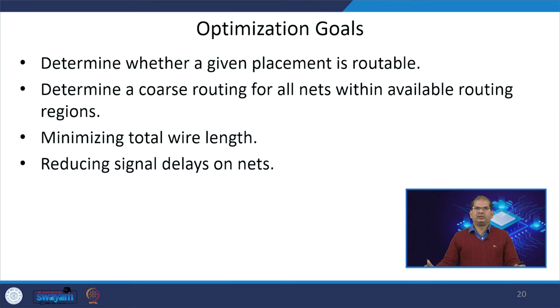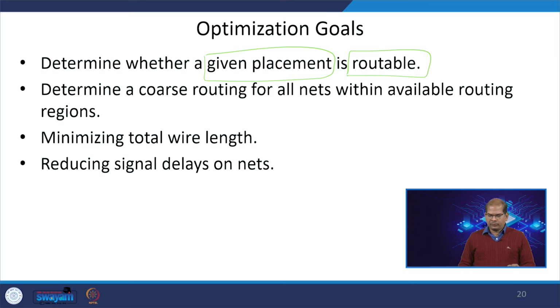What is this optimization goal in the case of global routing? Basically, it determines whether a given placement is routable or not. Whenever I enter the routing phase, my placement of the cells is already defined. So, the placement is given to me. Then I need to find out, for that placement of the cells, whether my router can route the design or not. That is my optimization goal, one of them.